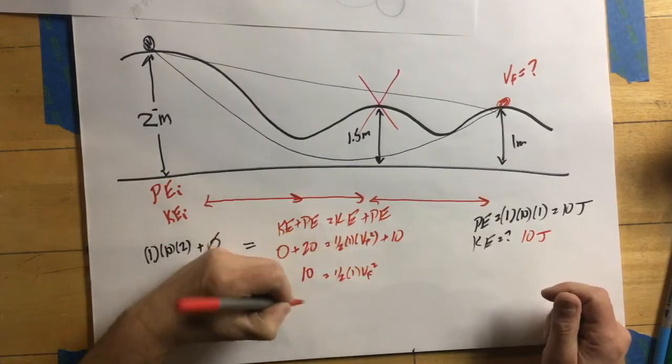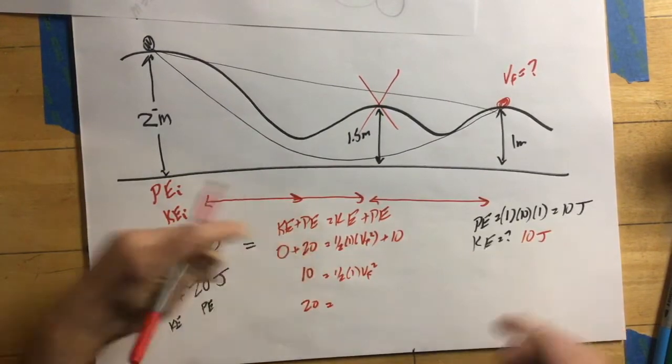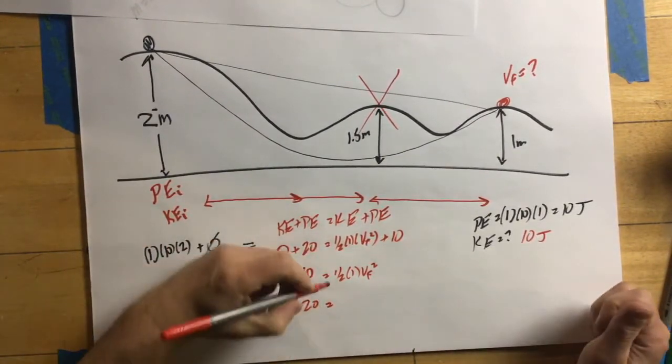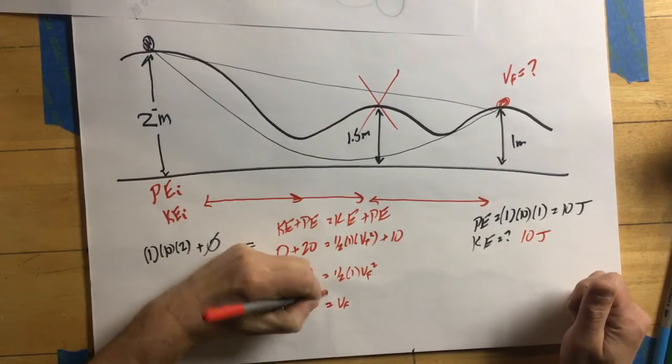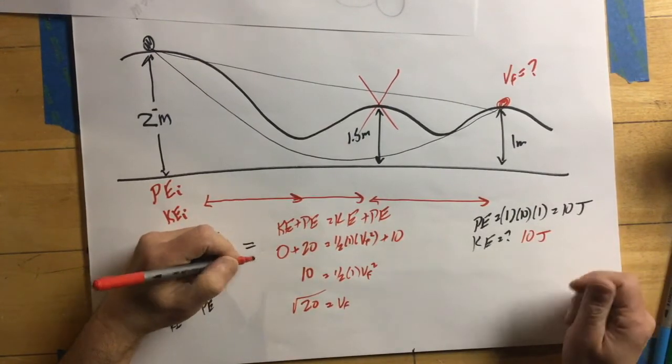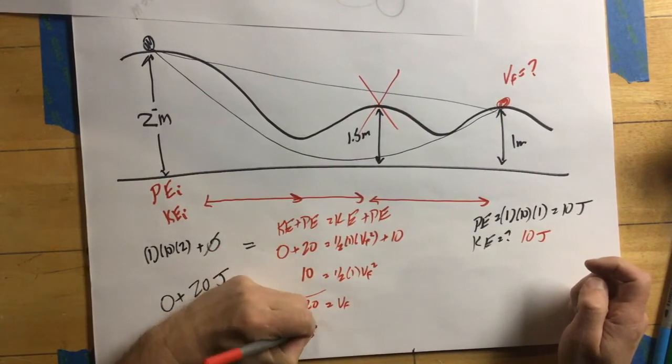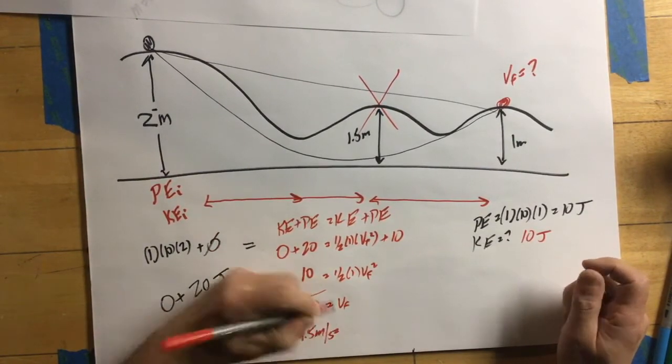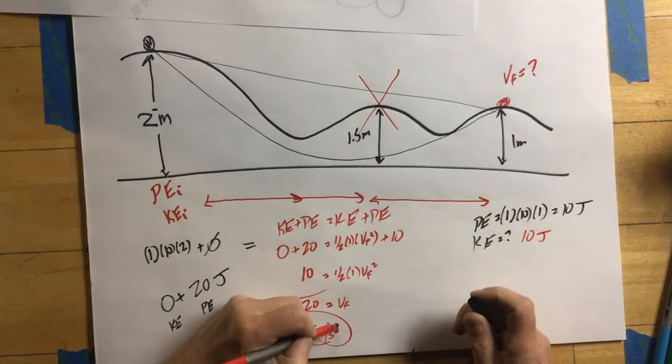Multiplied by 2, you get 20. There's no reason these are the same numbers. That's just the way the math works out. This is going to be V final squared, and you take the square root of that. I believe this is going to come out to be 4.5, or 4.47 meters per second. Not squared, though.